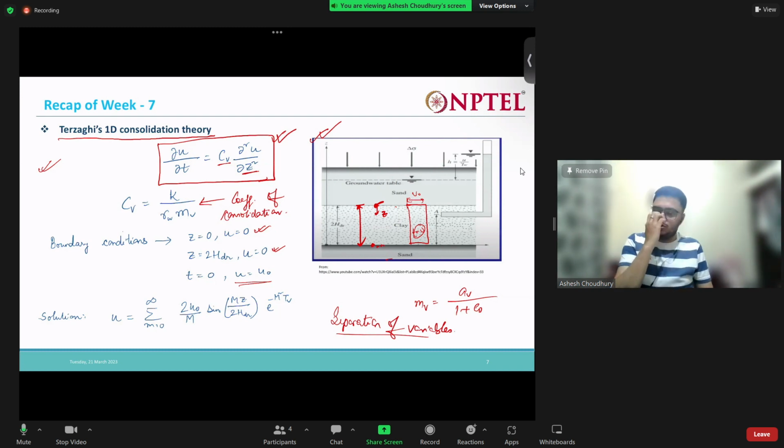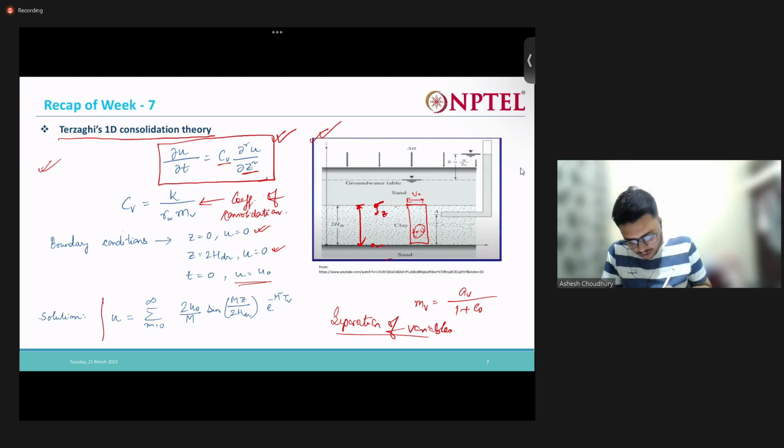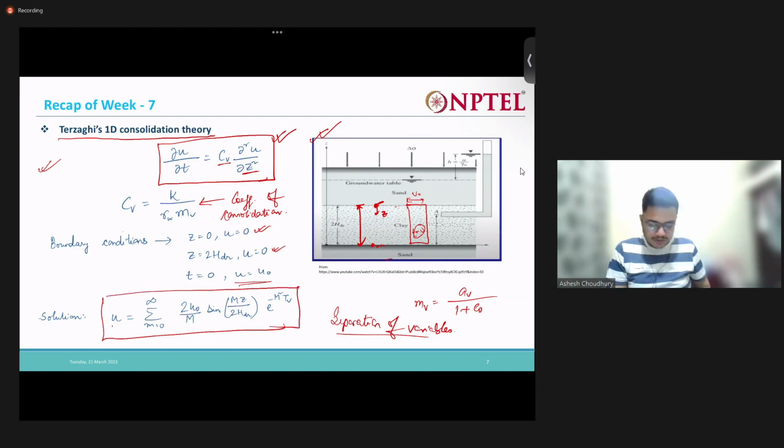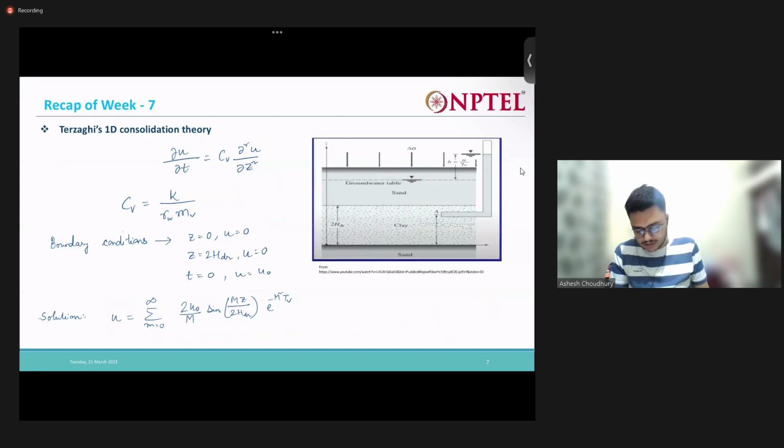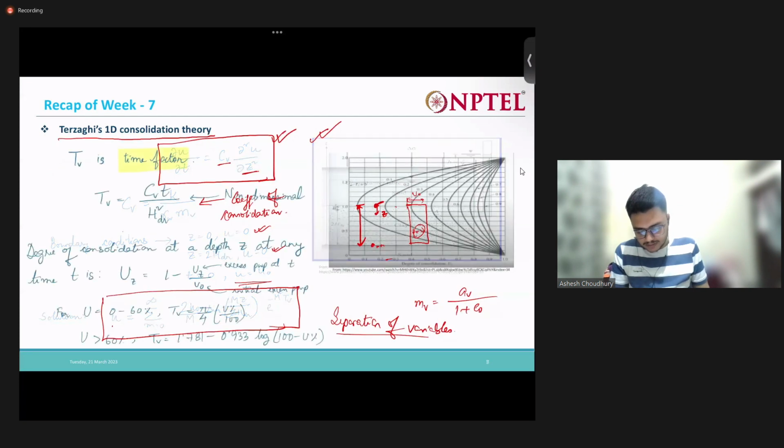After solving this differential equation, we obtain this as the solution. This is my pore water pressure, which is equal to the summation, m equal to 0 to infinity, of 2 u naught by m sin(mz by H) e to the power minus m square Tv. This is the solution that we obtain. Now here are some terms in the equation. Let us see those things.